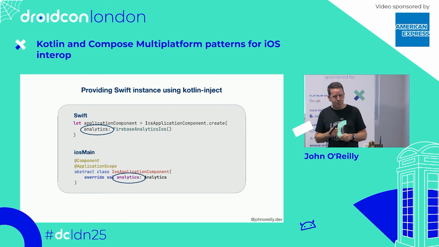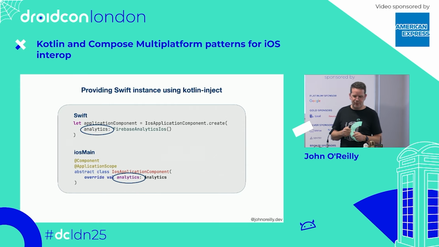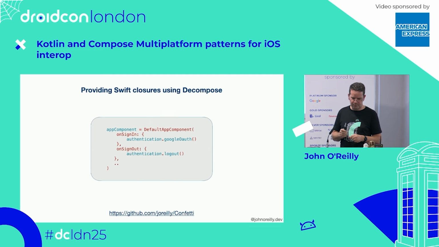In this case, we're using the Kotlin inject DI framework, passing in the Swift instance when creating the Kotlin inject component from iOS code. Using override here in that Kotlin inject component provides a very similar mechanism to ensure this instance becomes part of our object graph when running on iOS. And lastly in this section, a small example then from the confetti sample, using decompose component in this case. Here we're actually providing the Swift implementation as closures, which again we can use from shared Kotlin code.